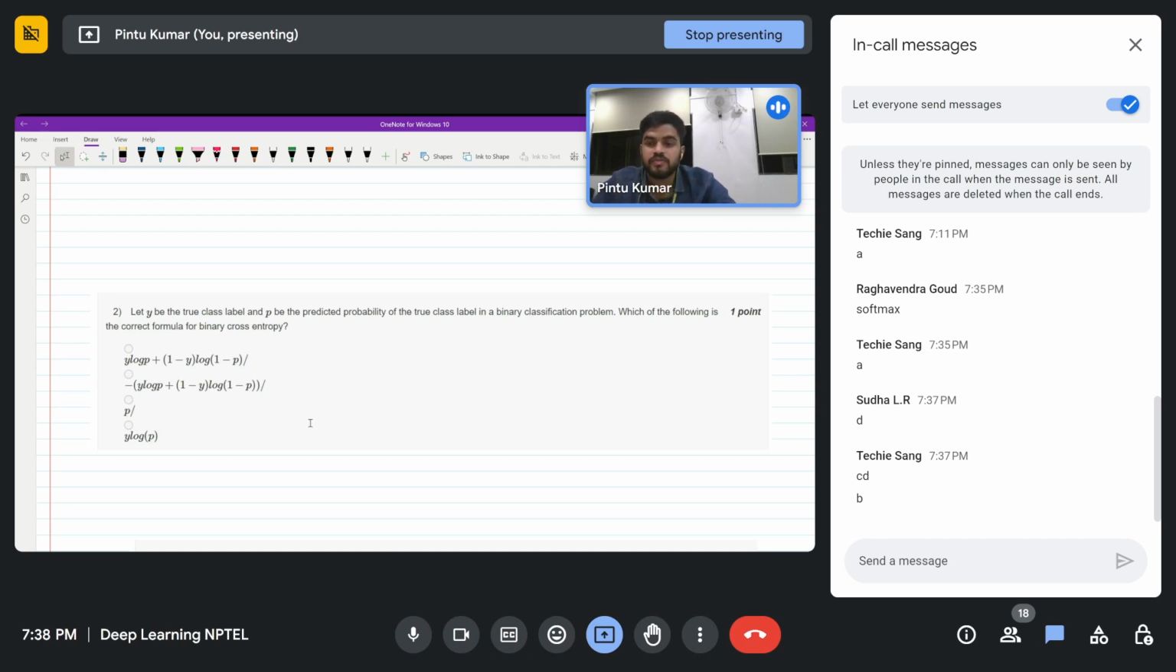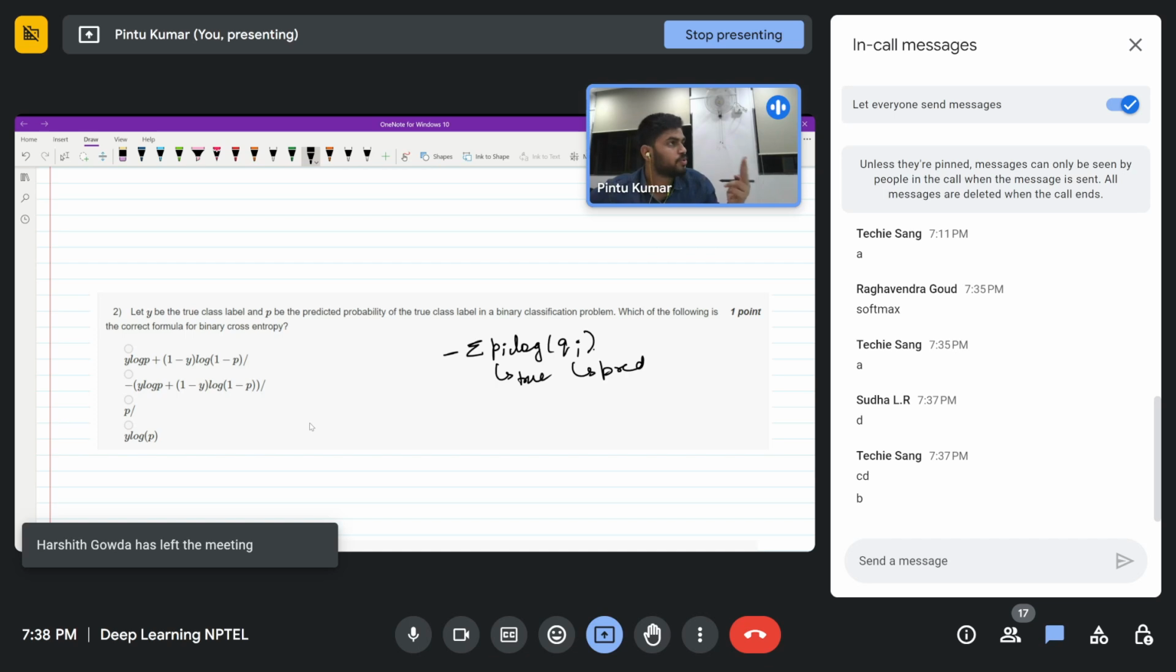So let y be the true distribution, a true class label, and P is the predicted probability of the true class label in the binary classification setting. What is the following correct for binary cross entropy? So cross entropy is given by summation Pi log Qi, where P is your true and Q is your predicted.